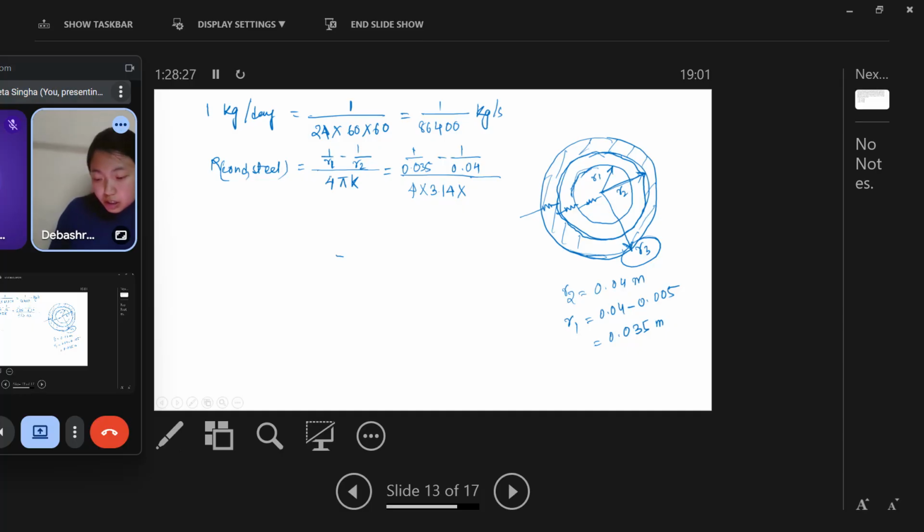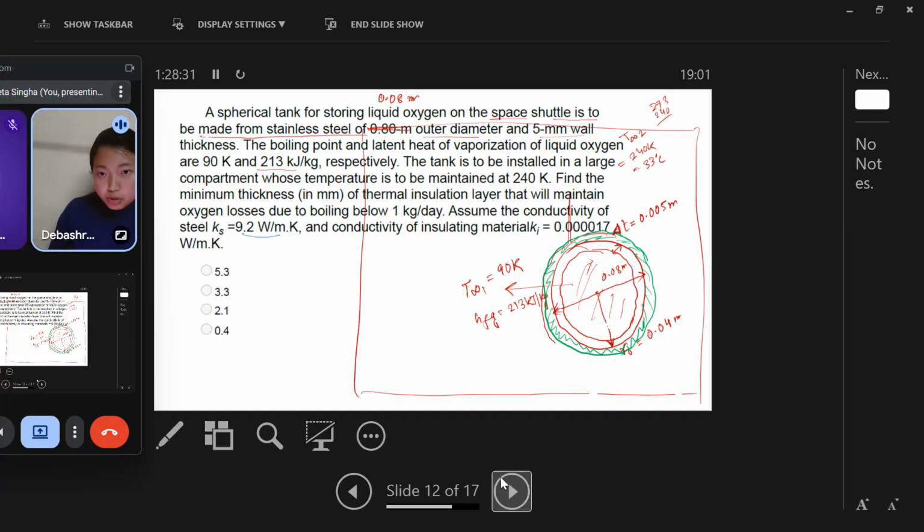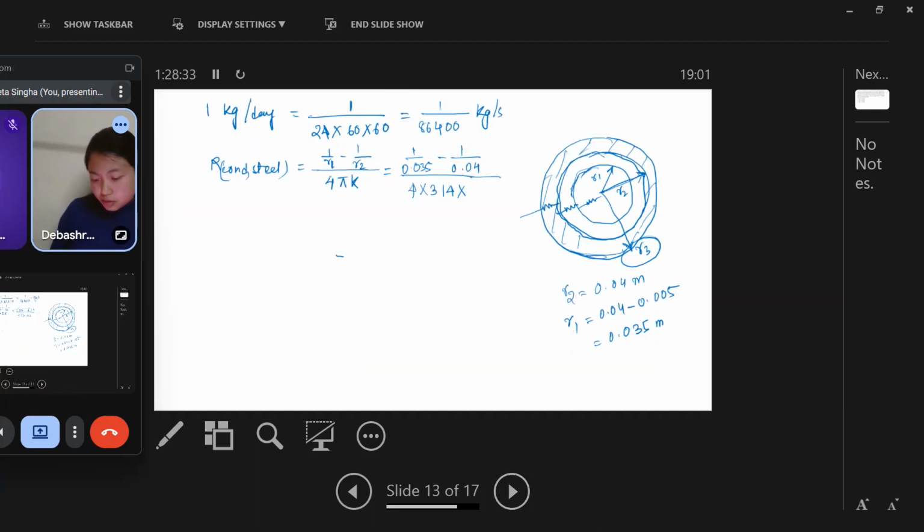Steel, what is the K of steel? 9.2 watt per meter Kelvin. Since we are finding the resistance due to the steel, you have to find out the resistance of the steel only, the conductivity of the steel only. So it will come out to be around, if you calculate it, just calculate it and see how much it's coming.